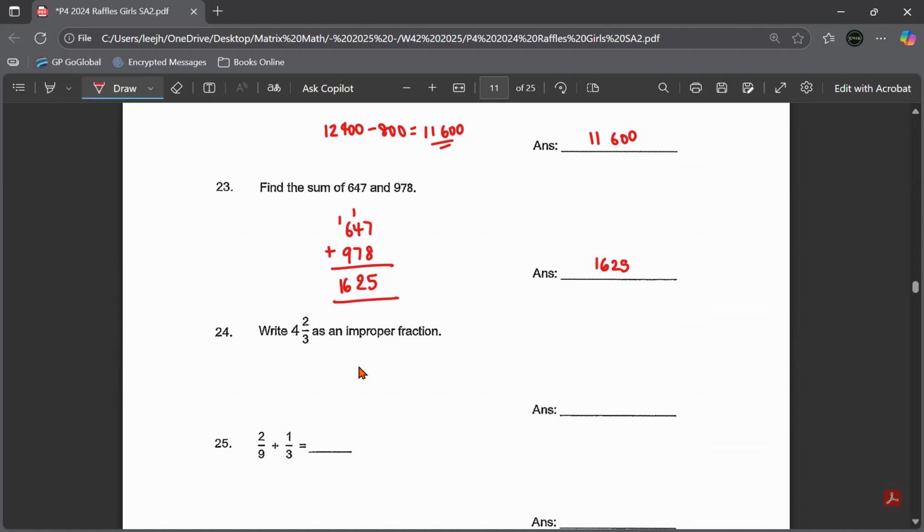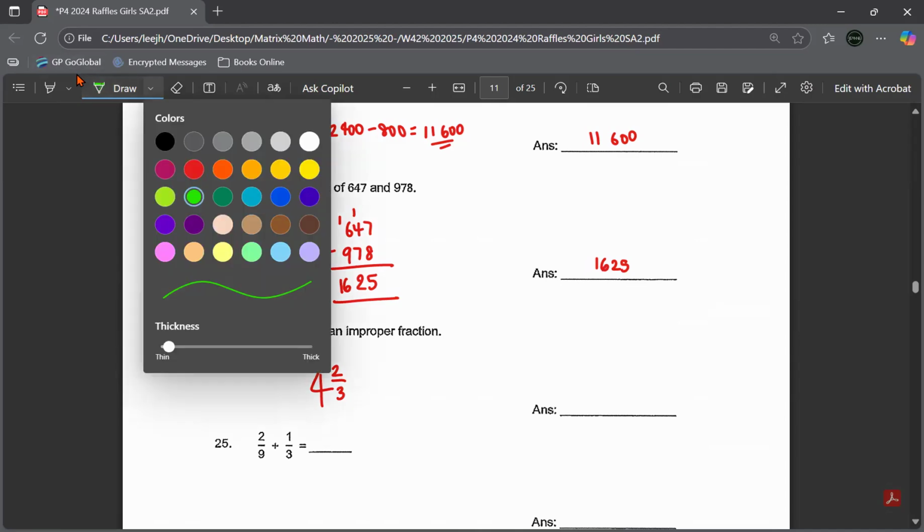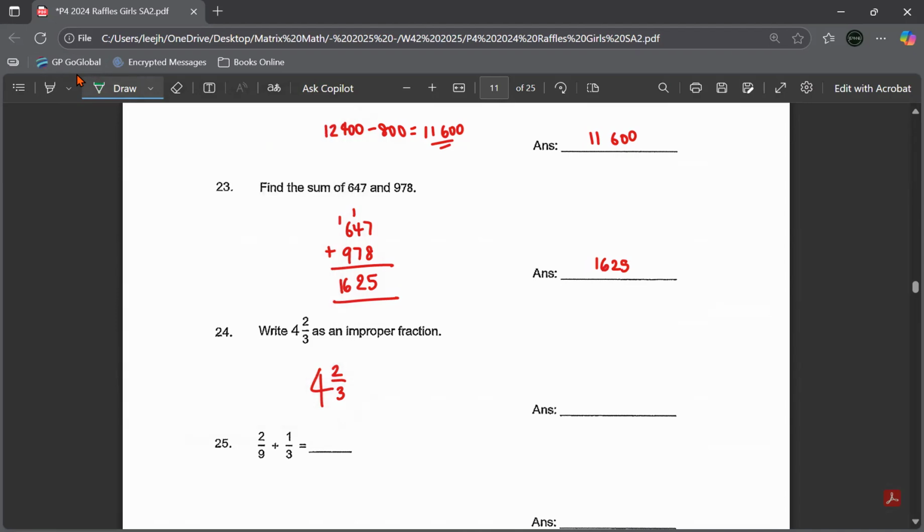Question 24, write 4 and 2/3 as an improper fraction. So 4 wholes 2/3 as improper. 4 wholes means 4 groups of 3 over 3. A lot of people tell me, teacher, I can actually do this. The school teacher tells me 4 wholes are 4 groups of 3 thirds. So you just take 4 times 3, then you plus the 2, which is equal to 14. 4 times 3, 12. 12 plus 2, 14. 14 over 3.